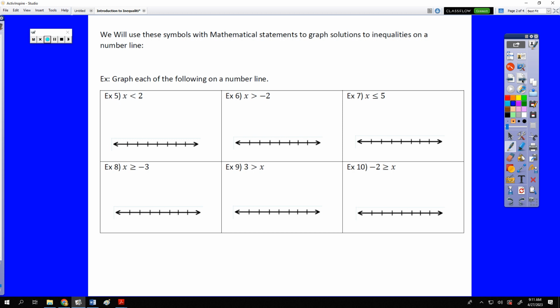If we are using less than or greater than, that is an open circle. If we are using less than or equal to, or greater than or equal to, that is a closed circle. The reason for that is whether or not that number is actually included in the solution. If it is less than or equal to, that number is a possible answer. But if it is just less than, then it's not.